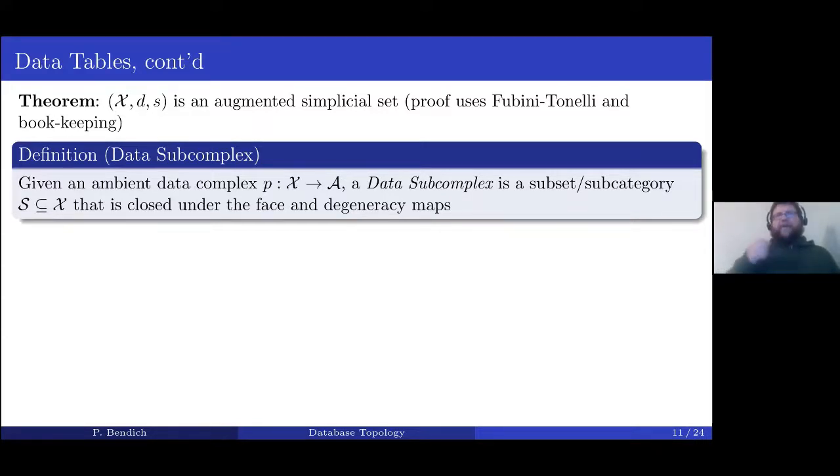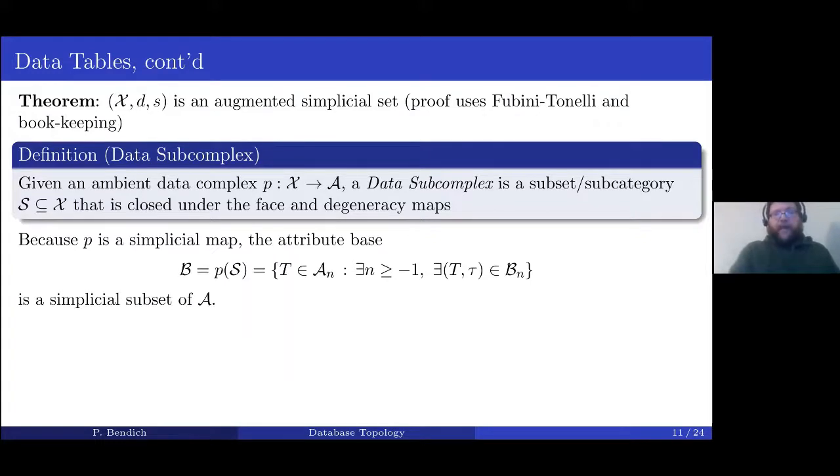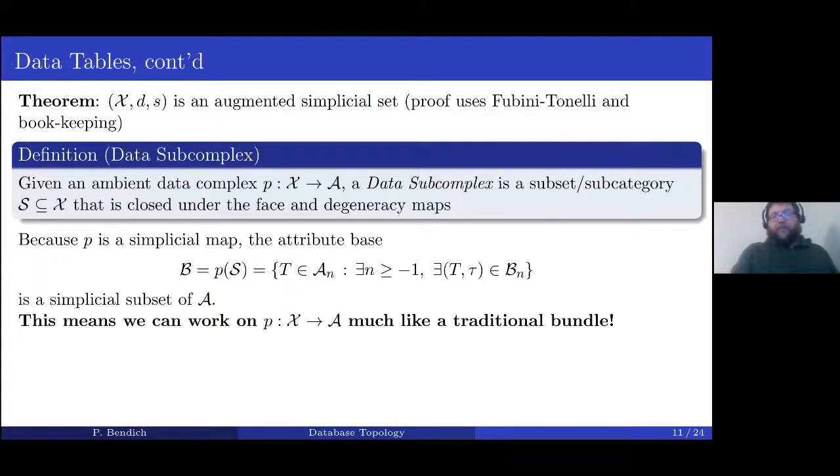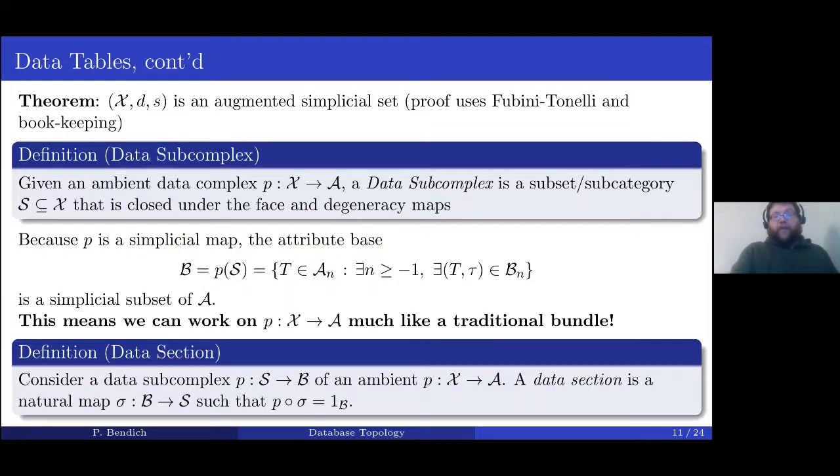So given an ambient data complex, a data subcomplex is a subset. It turns out this is a subcategory. I'll leave that out. That's closed under face and degeneracy maps. And then you take the simplicial map, you get an attribute base. So really what you're thinking about here is a data subcomplex might be, for example, the data you currently have. So you have these following tables. You take all things that happen under degeneracy maps and face maps. There's your data subcomplex. It's what I have right now.